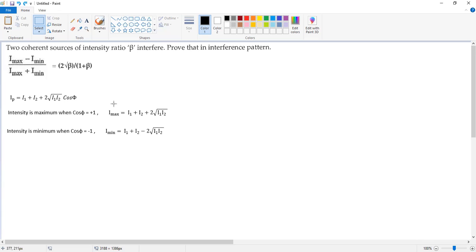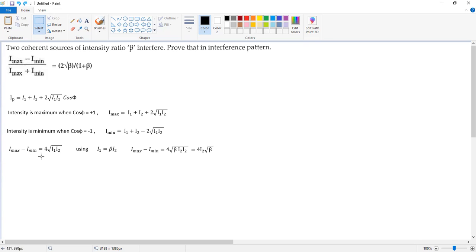So we need to find I max minus I minimum. When you subtract, I1 plus I2 will go, and 2 root I1 I2 minus a minus becomes 4 root I1 I2. So we can substitute. They told you the intensity ratio is beta. So I1 by I2 is beta, or I1 equal to beta times I2. Substitute beta times I2 instead of I1.